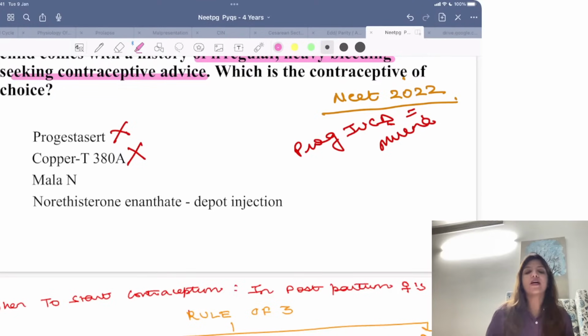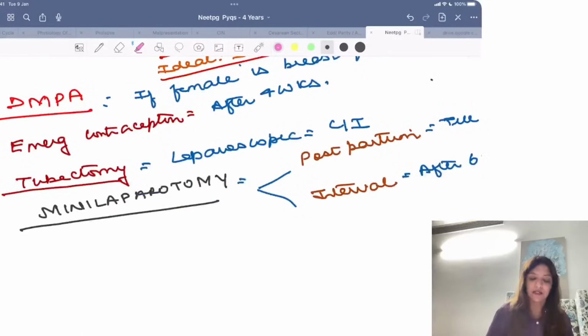Now, as far as progesterone contraceptives are concerned, progesterone does not lead to any thromboembolism. Progesterone does not decrease breast milk. So all progesterone contraceptives can be used from day one in breastfeeding females and non-breastfeeding females also. The only exception is DMPA.